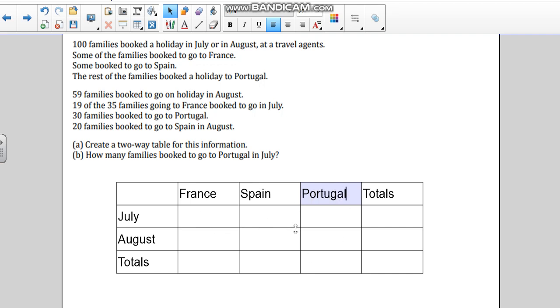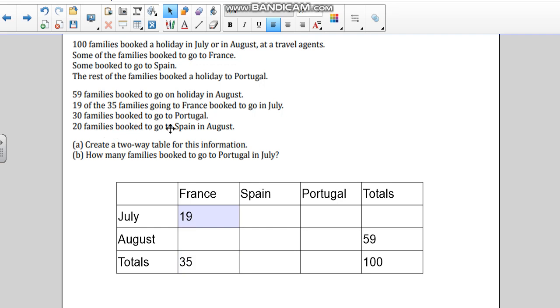Okay, so everything's filled in for the table. So now I need to put the information in. So going right back to the top, we've got 100 families booked. So let's get that in first. That total there needs to be 100. Then it says 59 families booked to go on holiday in August. So here's August. The total is 59. 19 of the 35 families going to France booked to go in July. Well, that tells me that 35 families went to France. So let's get that in here. And it tells me that 19 of them booked in July. So 19 is going to go here.